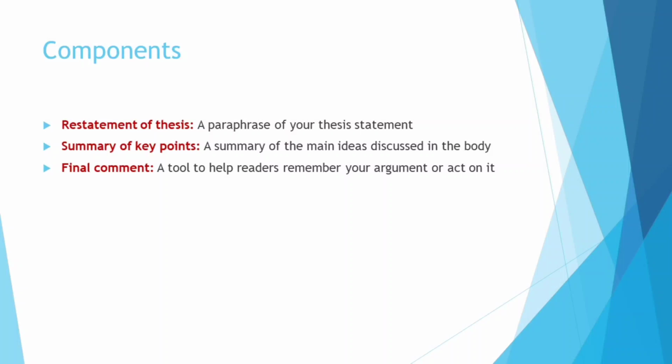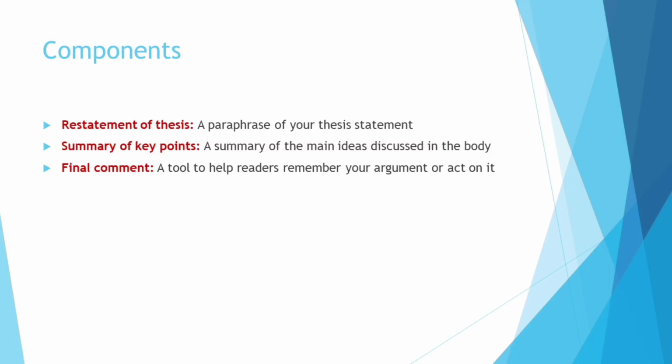There are three main components in the conclusion. You have a restatement of thesis at the beginning, just one sentence, which is a paraphrase of your thesis statement. Then you have a summary of your key points. These are the points that you have discussed in several body paragraphs, and here in your conclusion, you give a summary of those points. And then you have a final comment, which is your last chance to have an impact on your readers. You're helping your readers in this sentence to remember your argument or act on it or think about it.